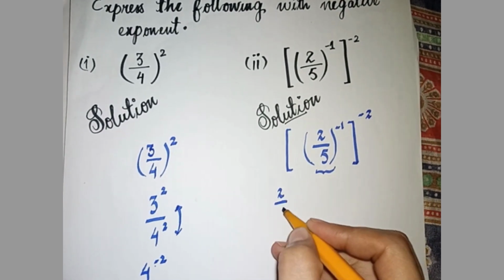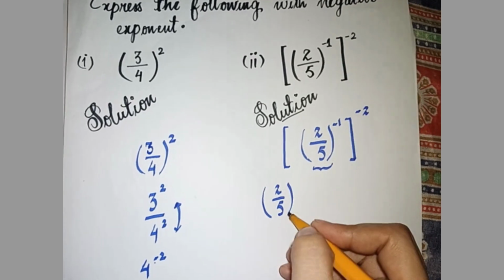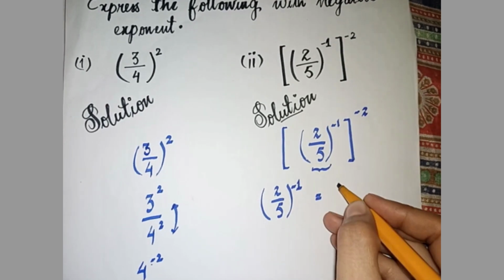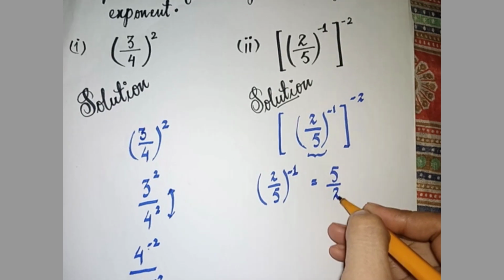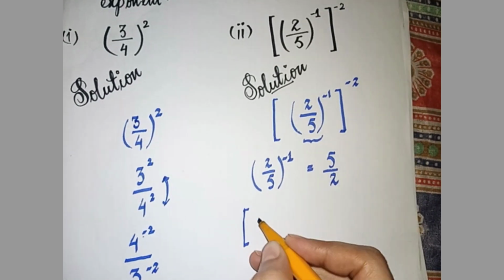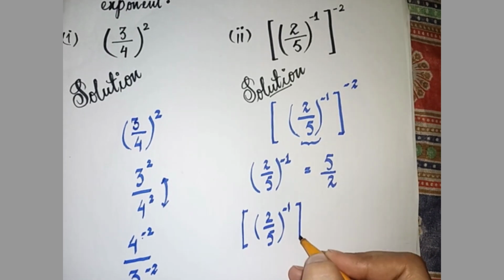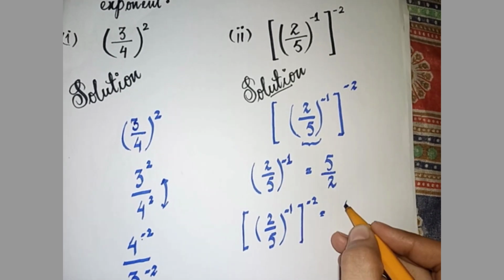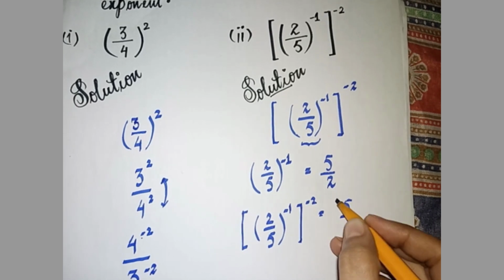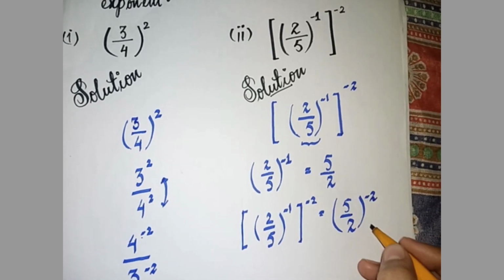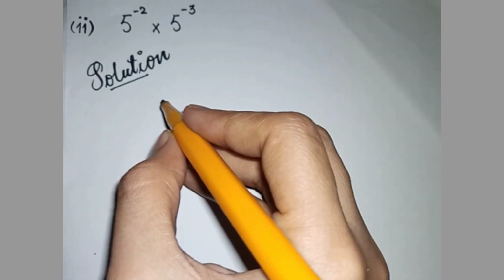I hope this explanation helps you to understand how to express numbers with negative exponents. Remember to always simplify as much as possible and use the rules of exponents to make the process easier. The answer to this question is (5/2) to the power minus 2.